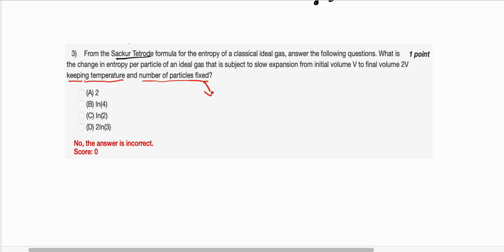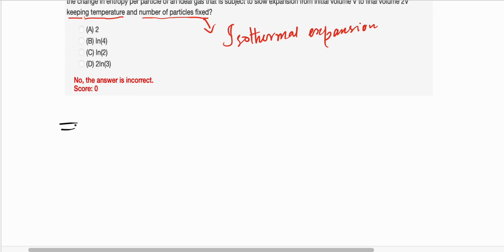This is called isothermal expansion. So the volume goes to 2V. There are two ways to answer this question. So let's see the first one. First we will use two things. One is the first law of thermodynamics.